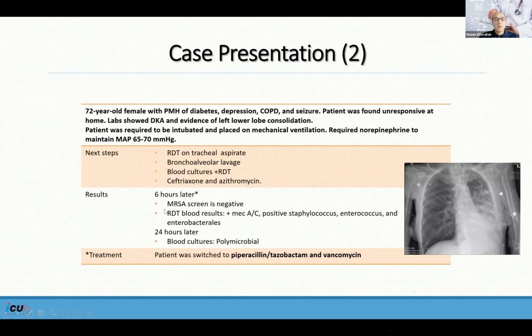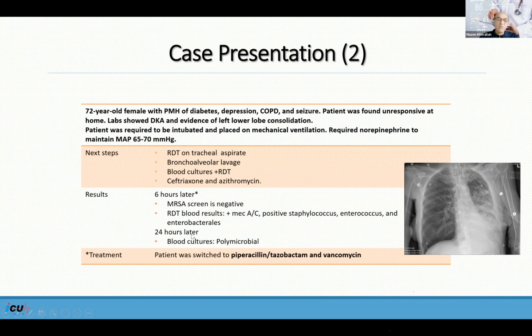In 6 hours, we got, by the way, we lost a specimen on the tracheal aspirate. So I don't have the results for this. However, in 6 hours, we got the results. Number one, MRSA screen was negative. It means nothing actually, because this is community acquired. We were not suspecting it anyhow. We did not suspect MRSA.